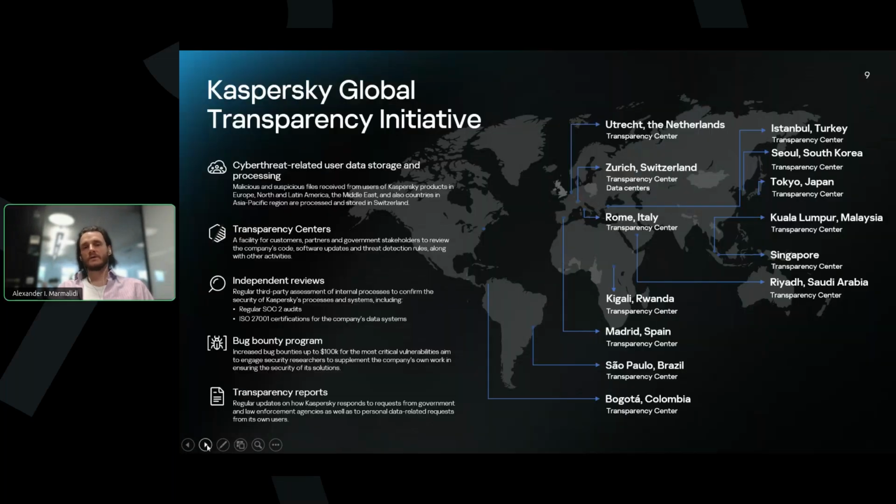Now, here you can see the locations of our global transparency centers. So truly global presence, and stakeholders from all over the world would be able to come in and check the code and see how our products are created, how they look under the hood. This is where independent reviews also, of course, take place.